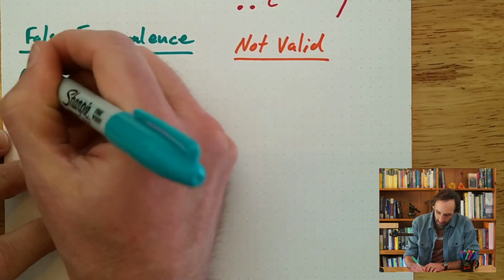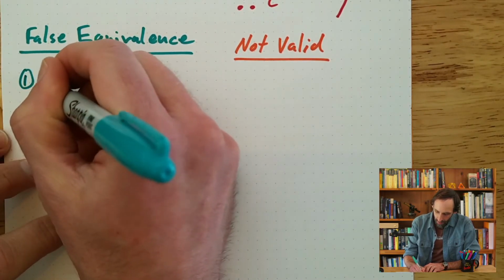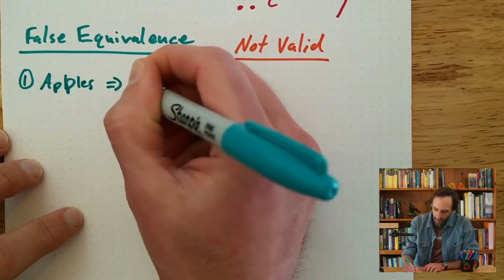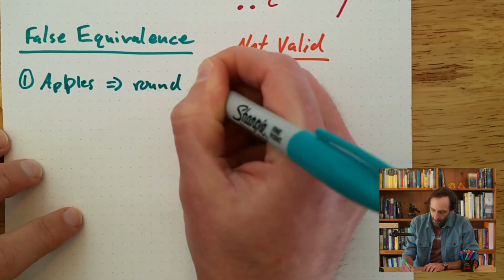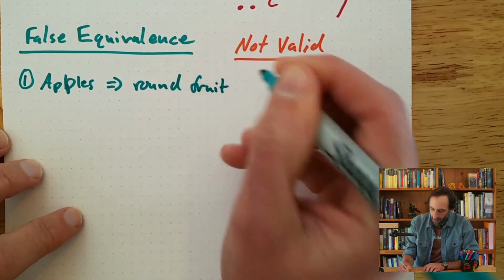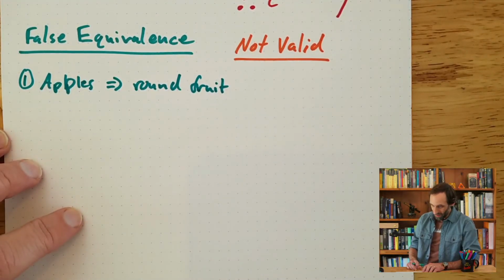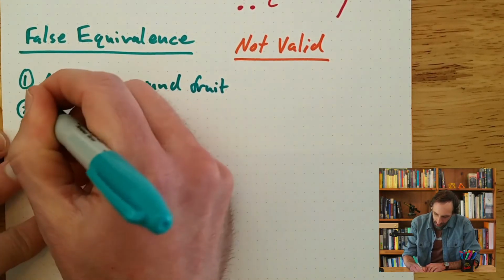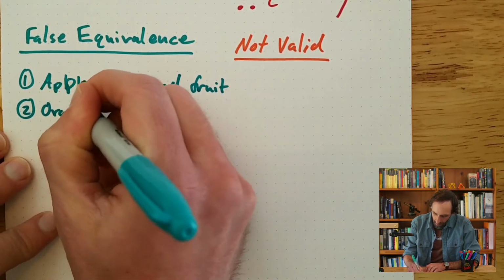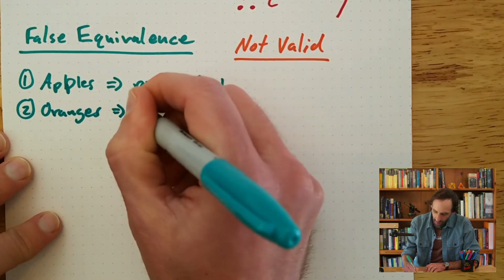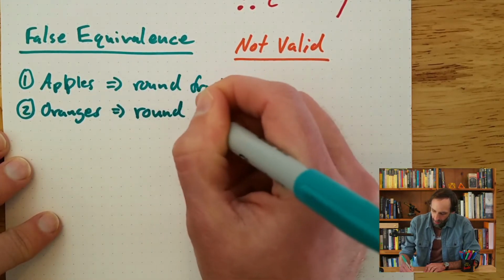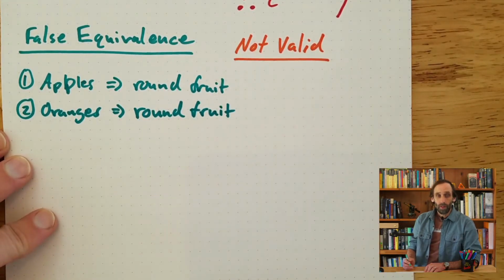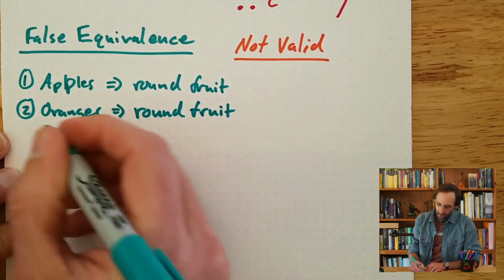So our first premise will be this: apples implies round fruit. Giving a lot of fruit examples here in this video. And then second premise will be: oranges implies round fruit also. So apples implies round fruit, oranges implies round fruit.